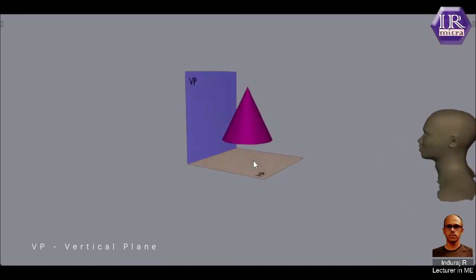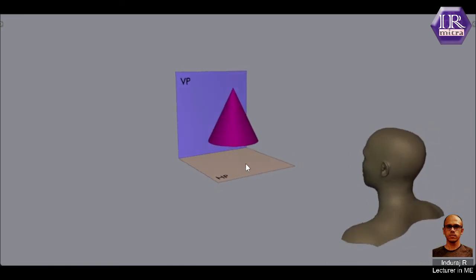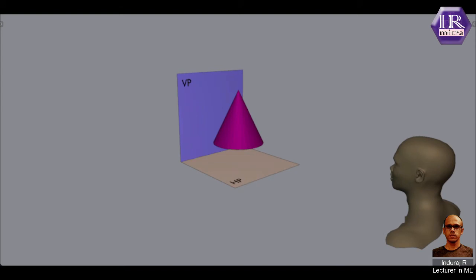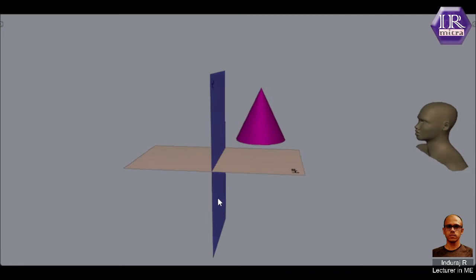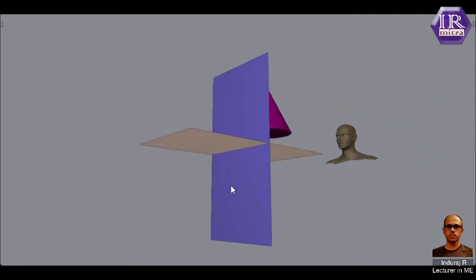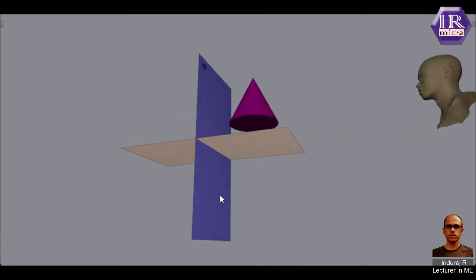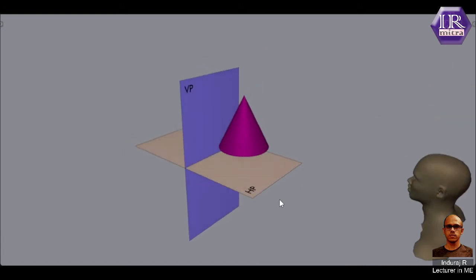HP, the horizontal plane, and VP, the vertical plane, are two mutually perpendicular planes. These HP and VP can have different orientations. Suppose here it is VP and this is HP. Here this is HP, this is VP. Here this is HP and this is VP. So commonly the horizontal plane HP and the vertical plane VP are known as principal planes or reference planes.